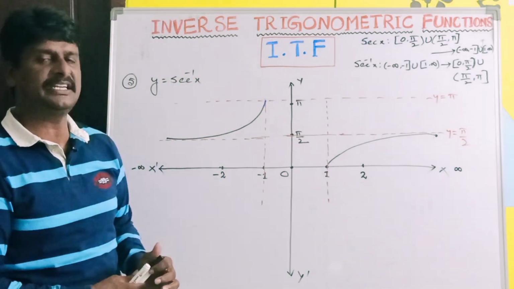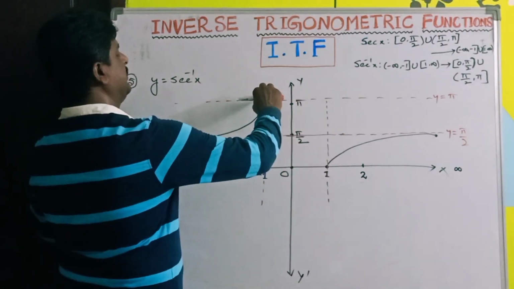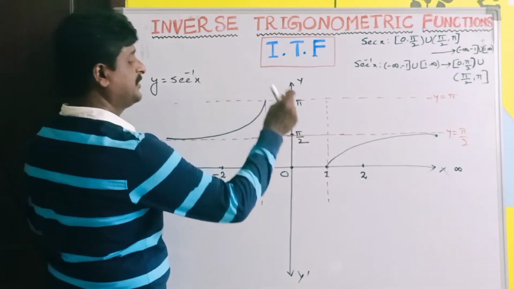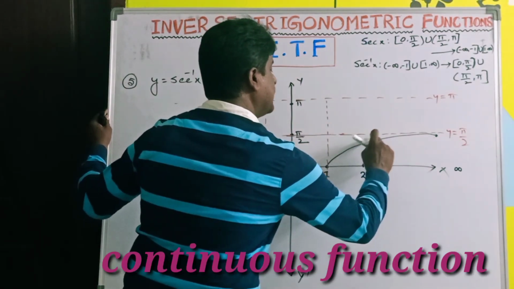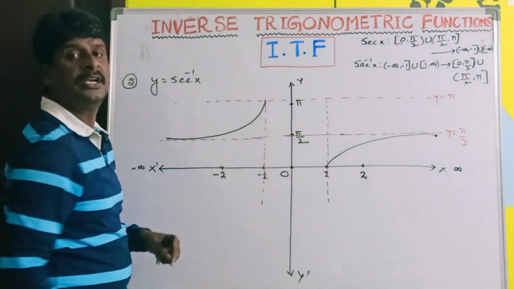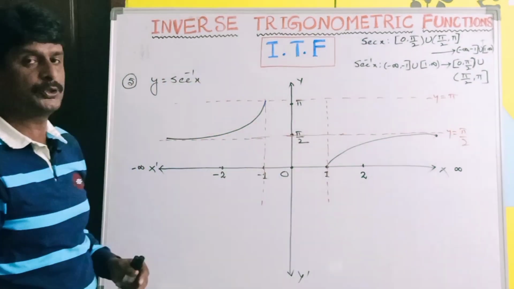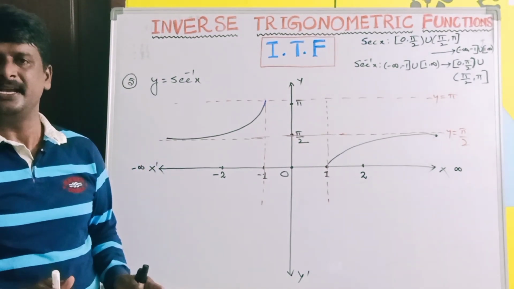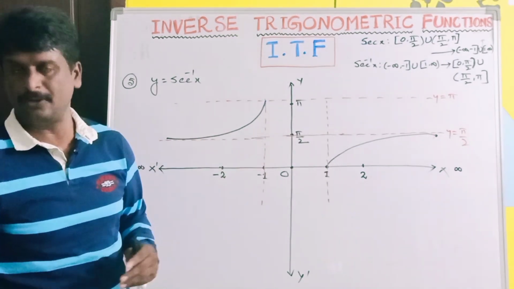And also observe its continuity nature. The graph can be drawn continuously from minus infinity to minus 1. Then after that we have to lift the marker and start from 1 to infinity. There is no problem drawing the graph from 1 to infinity. It is continuous here also. It is continuous here also. So this region and this region is the domain of secant inverse x, so that it is continuous everywhere on its domain. It is continuous from minus 1 to the left side, and from 1 to the right side on the x-axis.